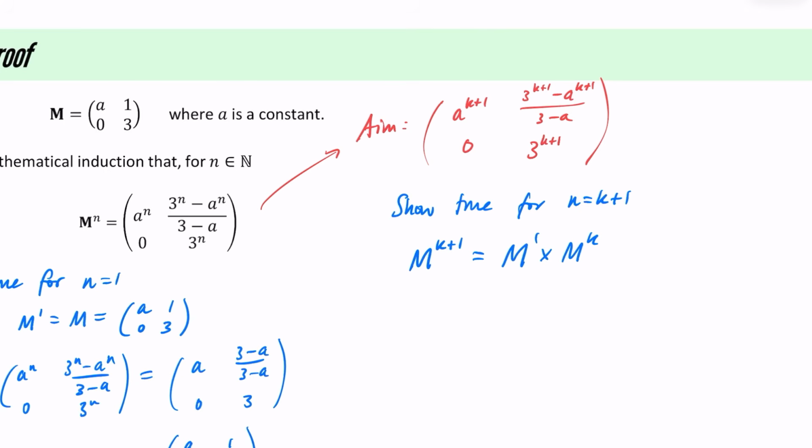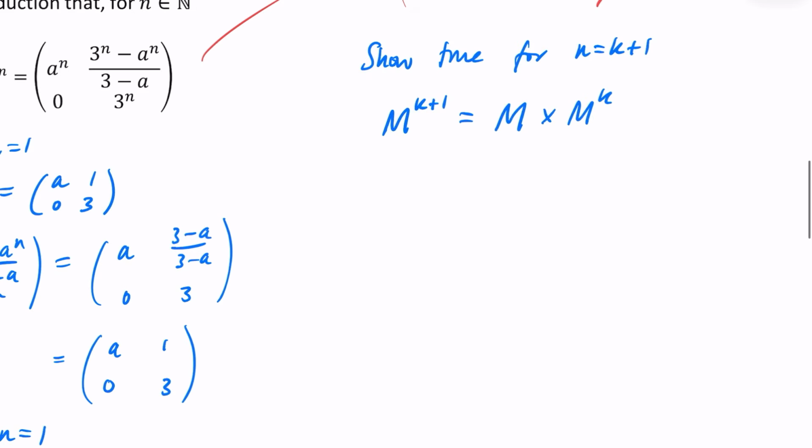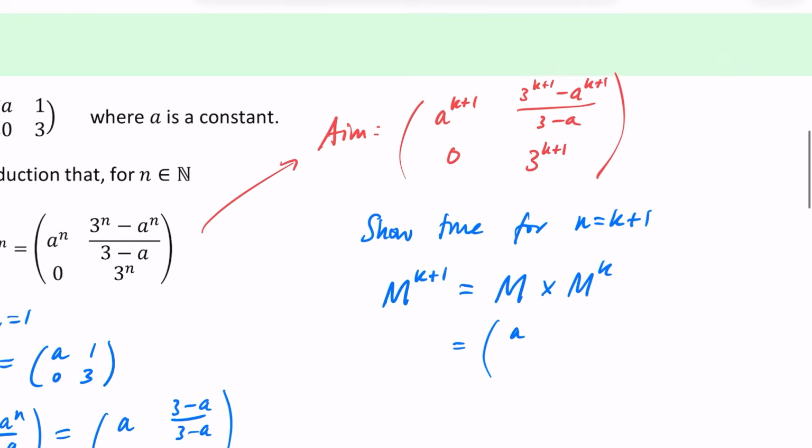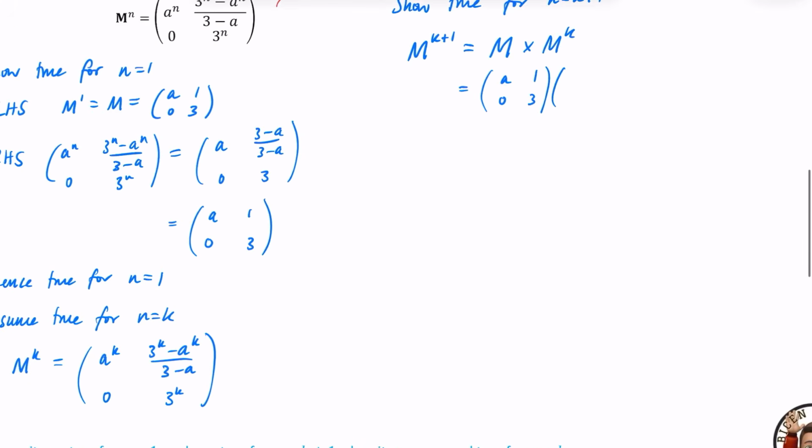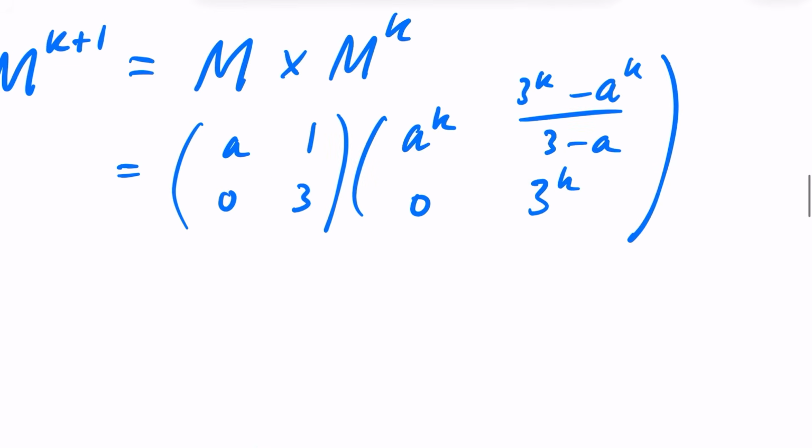So m to the power of 1 we already know. So I'm just going to do the m, which is my a, 1, 0, 3, and I'm going to multiply that by my m to the power of k, which is the one that I've got down there. So that's my a to the power of k, 0, my 3 to the power of k, and then my more complicated one, 3 to the k minus a to the k over 3 minus a. Gosh, that doesn't look very neat, but we'll have to just say that's okay, that's good enough.